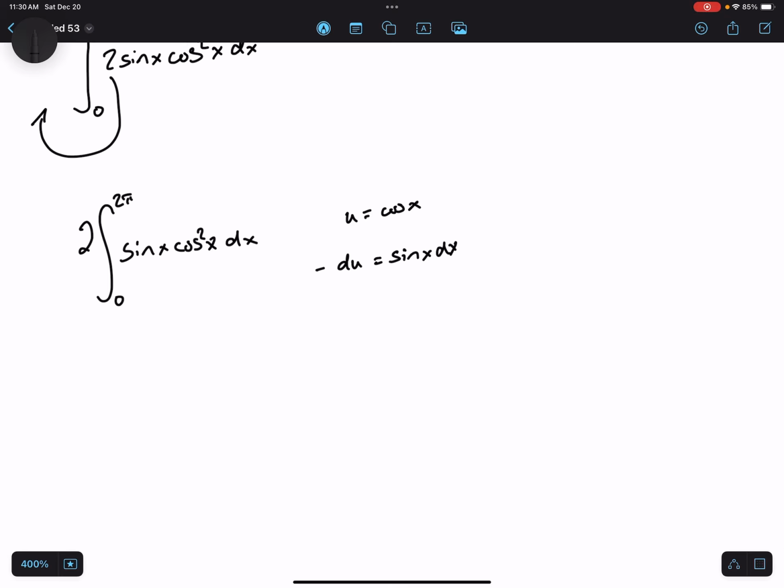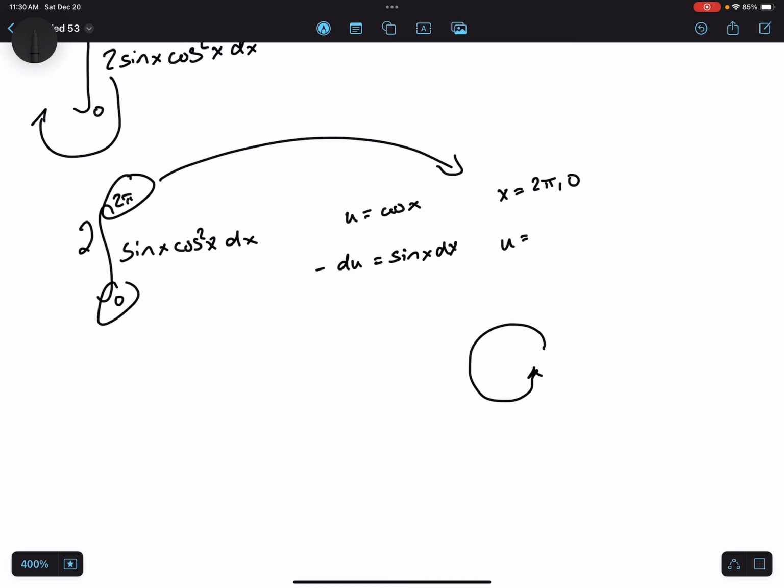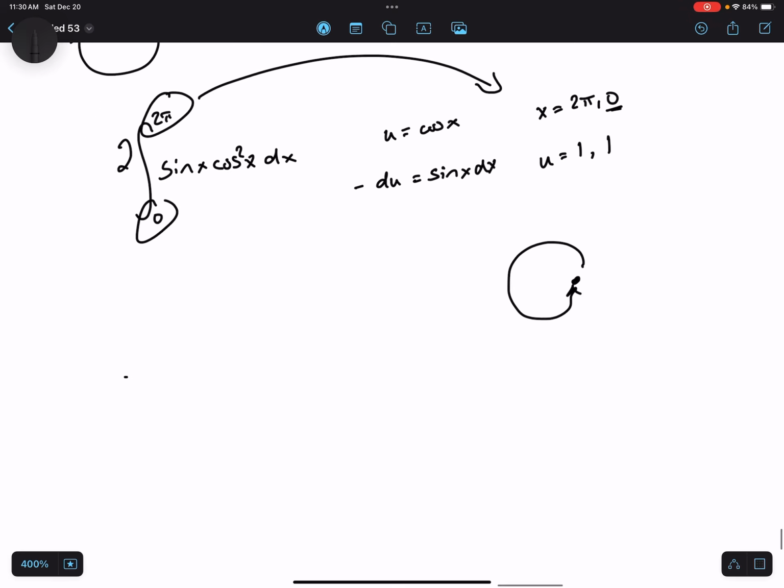And now, since we have limits up here, we can go ahead and transfer those from x into u. So we can say that when x equals 2 pi or 0, u equals, well, evaluating u at cosine of 2 pi is all the way around the unit circle, and at that point the x value is 1. Similarly, at 0, at that same location on the unit circle, u is also 1. And so our resulting integral is negative 2 times the integral from 1 to 1 of u squared du.